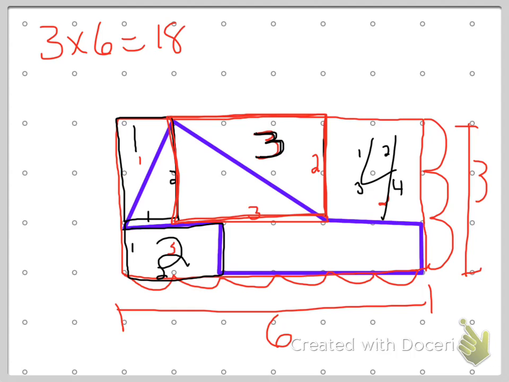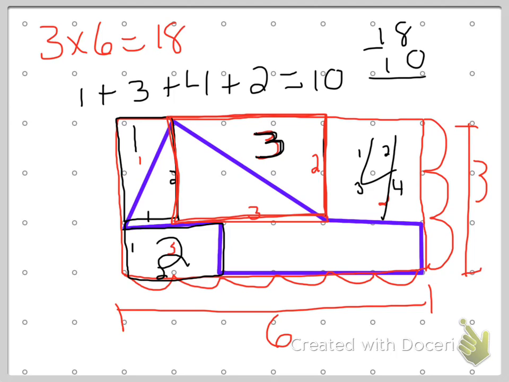So now I have 1 plus 3 plus 4 plus 2 for my outside parts, and I have to add that together. That's 7, 8, 9, 10. And now I have to subtract it from the 18 that I started with, and that's going to give me 8 units squared. And I'm done. I have the area of that blue polygon, and it is 8 units squared.